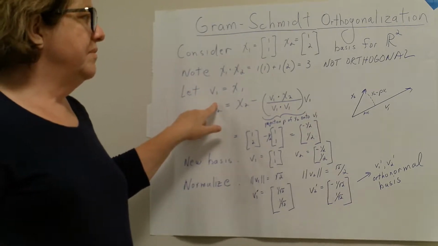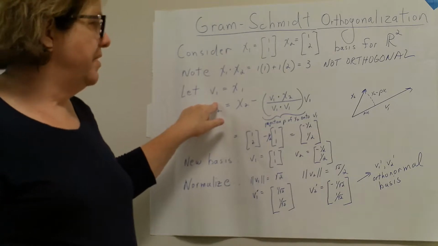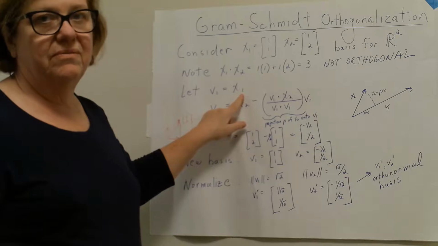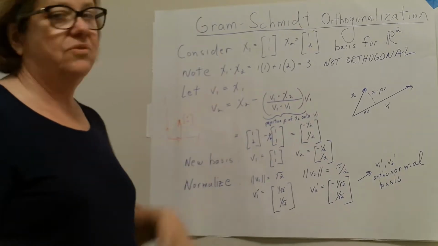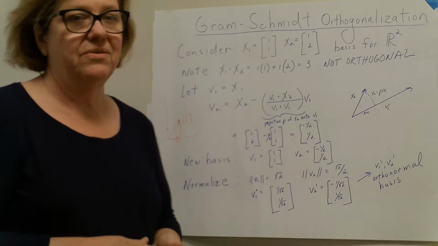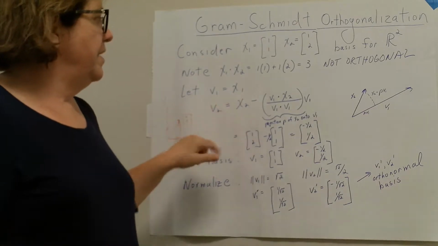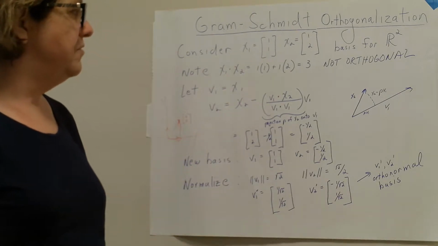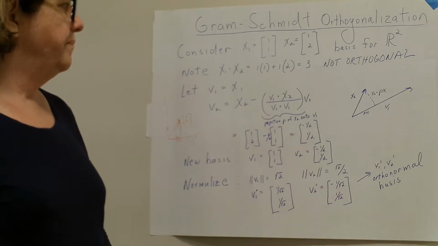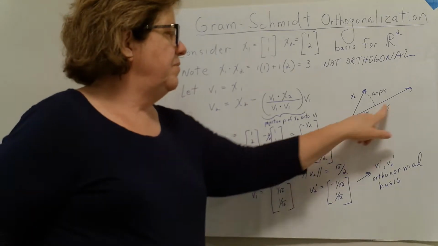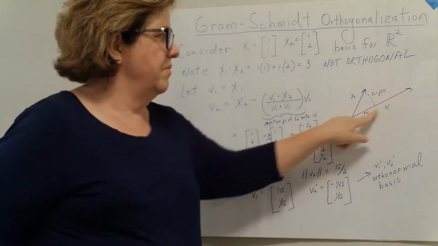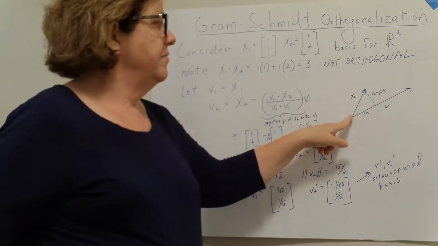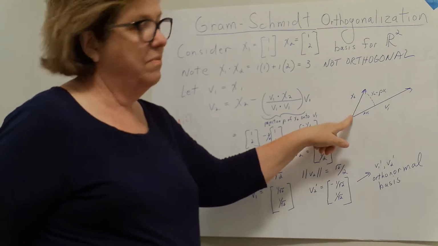So what we do with this Gram-Schmidt orthogonalization procedure is we just take one of the vectors and leave that vector alone. So let's say v1 and v2 are going to be our orthogonal vectors. We're going to let v1 be x1. Then what do we do with v2? Well, to get v2, think about how v1, which is the same as x1, is going off this way. x2 is going off this way, not orthogonal to v1 or x1.